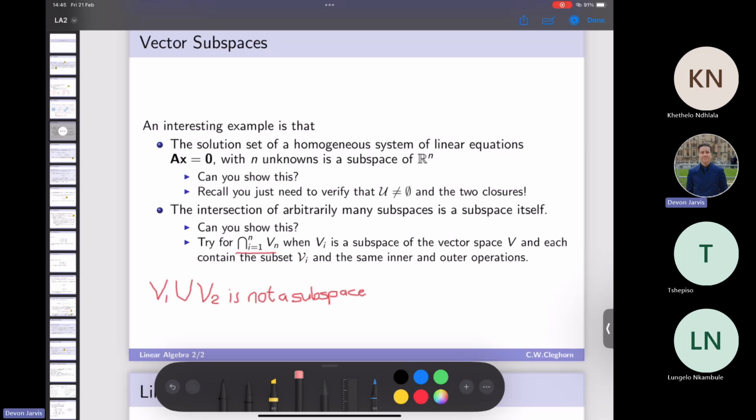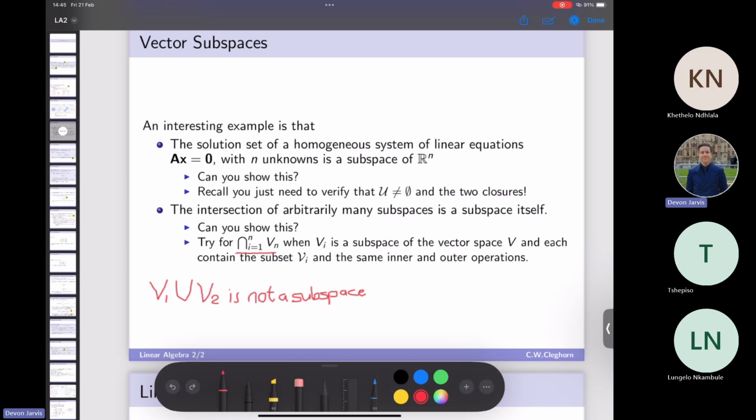Cool. So an interesting example is the solution set of a homogeneous system of linear equations, like we were considering last week. It's called a homogeneous system of linear equations when it equals 0 on the right-hand side. This is where we were trying to find what was called the null space of A. So what is the set of x such that when I multiply it by A, I get zeros? So when I'm solving for the null space, I'm solving a homogeneous system of linear equations. The solution set of that kind of system with n unknowns is a subspace of Rn. Recall that you just need to verify that the subspace has the 0 element and that there is closure.